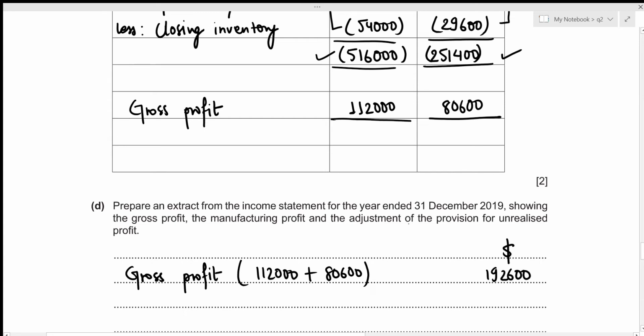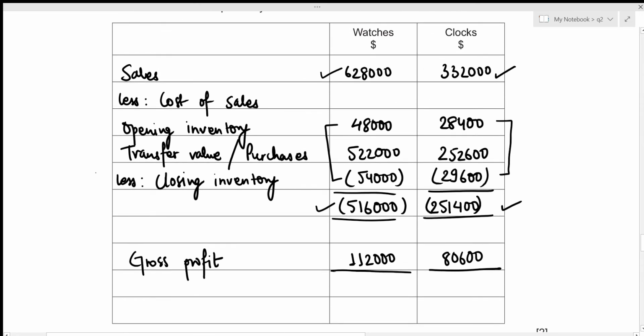Okay, then we are told that we need to show the manufacturing profit as well, meaning that the manufacturing profit should be added back. And this manufacturing profit is added back because in our transfer value, we actually include the manufacturing profit, right? And we can see that the transfer value is being subtracted as a part of the cost of sales. So while subtracting the transfer value, we are also subtracting our factory profit, which should not be the case. So in order to reverse this effect, we are just going to add back our manufacturing profit.